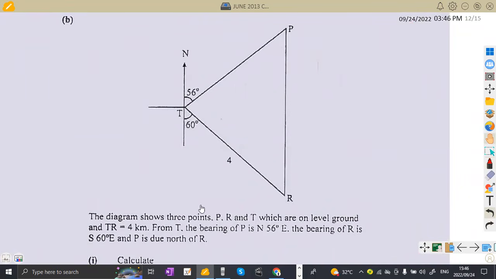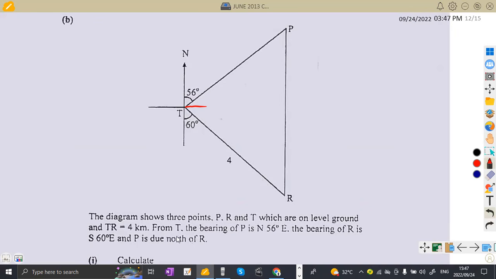The diagram shows 3 points P, Q, R, which are on level ground. SR is 4 kilometers. Then the bearing of P is north 56 degrees. That is this P here from T, north 56 degrees to the east. So this is a compass bearing, as you can see. It means we are going to have a continuation, something like this. Then the bearing of R is south 60 degrees east. So from T, it's south 60 degrees to the east.